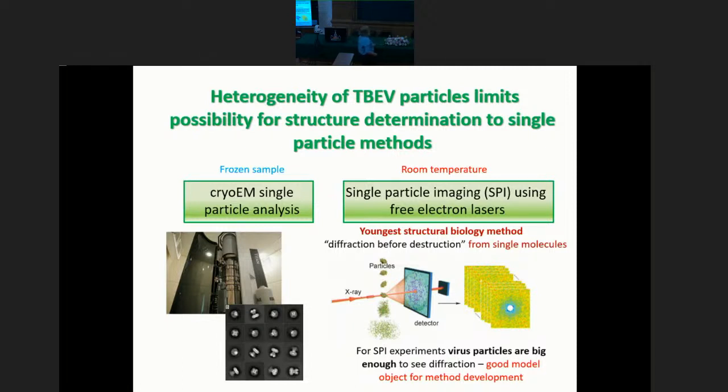But for SPI experiments, virus particles are big enough to see diffraction. This is important because, for example, attempts to see diffraction from a ribosome were unsuccessful to date. So viruses are a very good model object for method development itself, because this method is still under development, every step of this method.